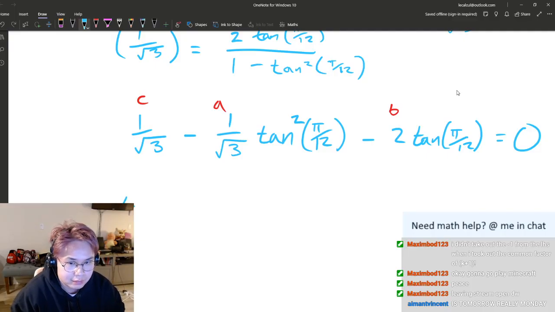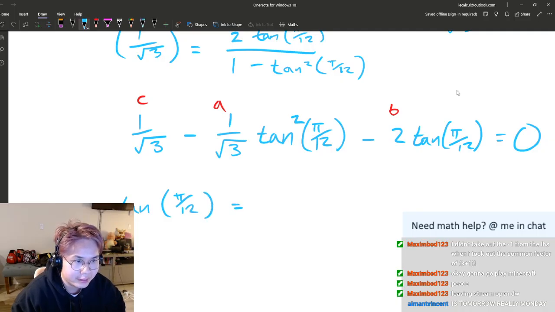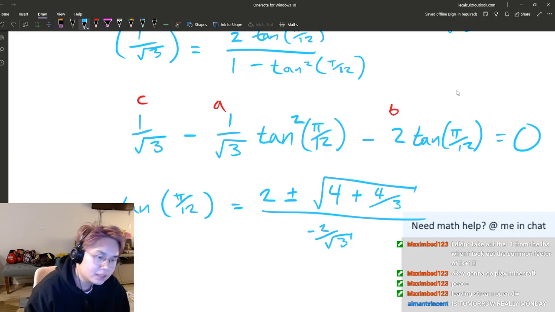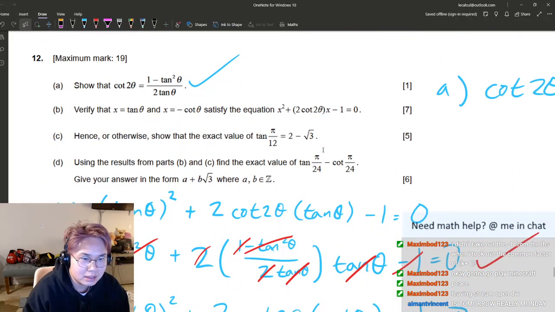That's A, this is B, this is C. So tan pi over 12 is negative B plus or minus the square root of B squared minus 4 times A times C, so plus 4 over 3, divided by 2 times A. Oh my gosh, and then I have to make this look nice. Make it look like this.